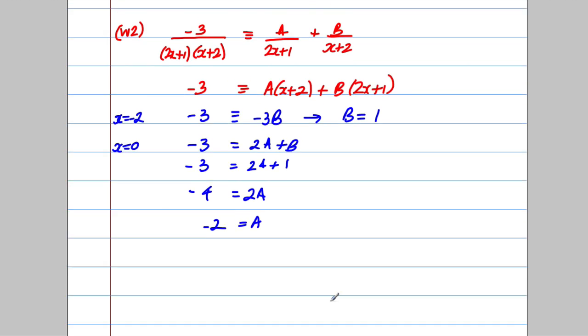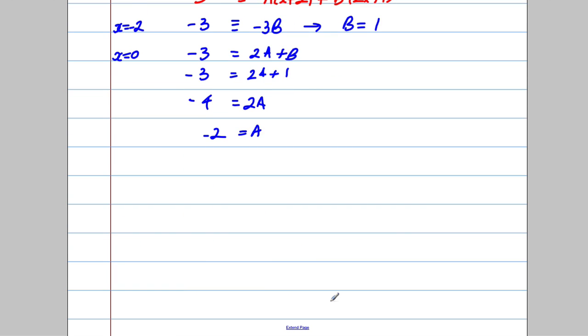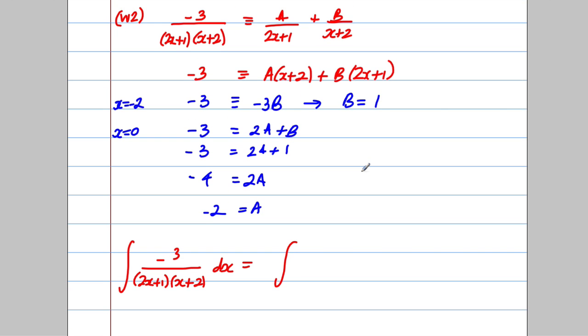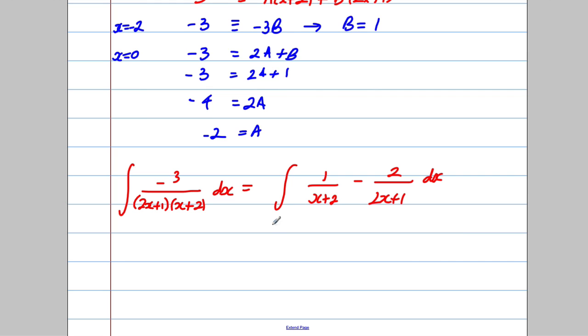So I could rewrite this integral up here, the integral of negative 3 divided by (2x + 1)(x + 2) with respect to x. I could write that as the integral of negative 2 over this plus 1 over that. So I'm going to rewrite that as 1 over x + 2 minus 2 over 2x + 1 with respect to x. And now both of these are ones I can integrate.